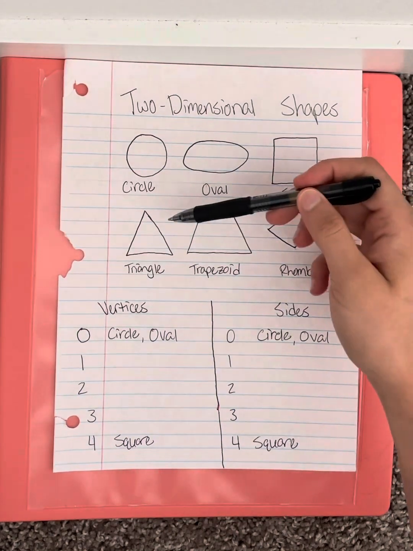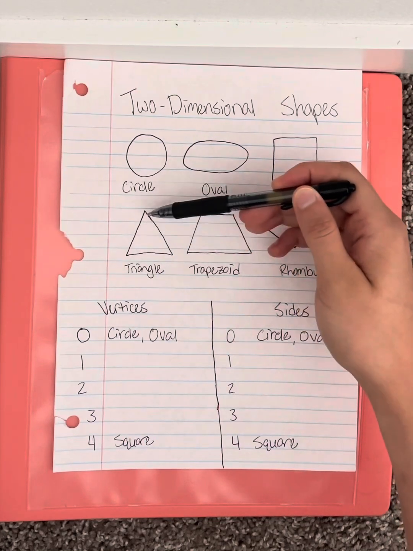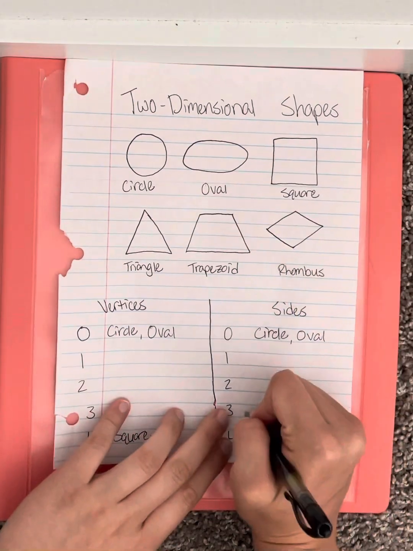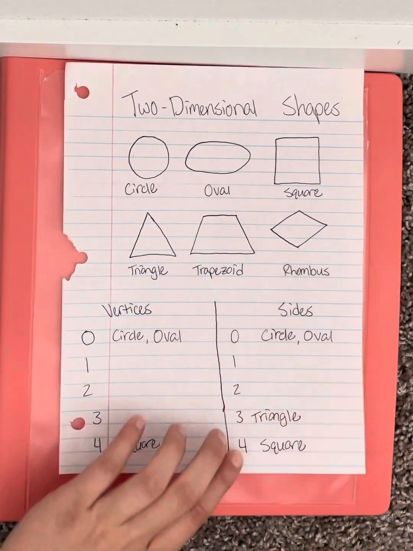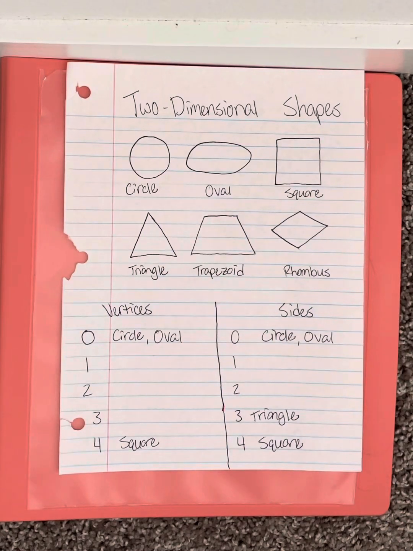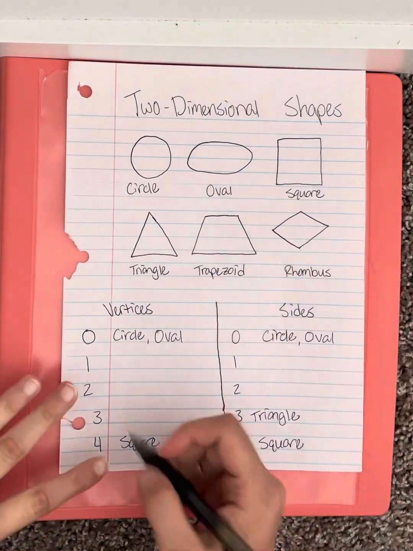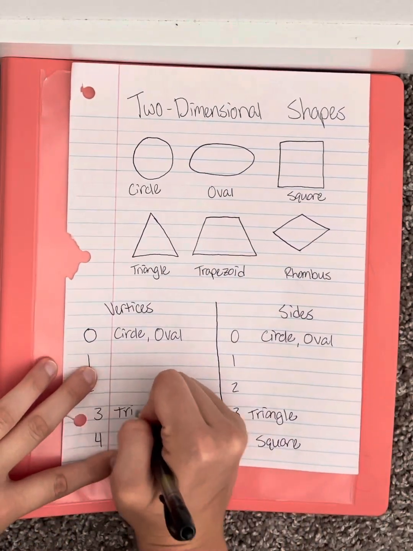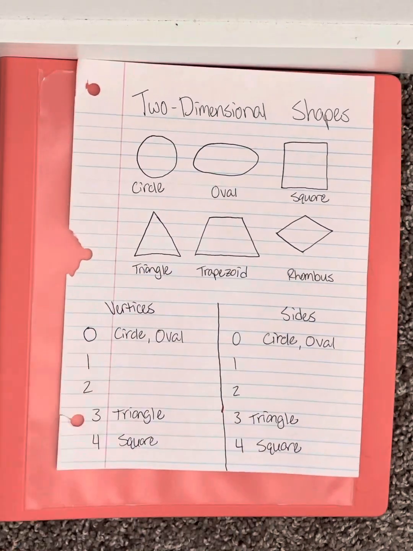Good. Now, let's move on to triangle. Triangle has how many sides? 1, 2, 3. Good. We're going to put triangle under 3 sides. And if we have 3 sides, how many vertices do you think we'll have? 1, 2, 3. Good job. There is triangle for 3 vertices.